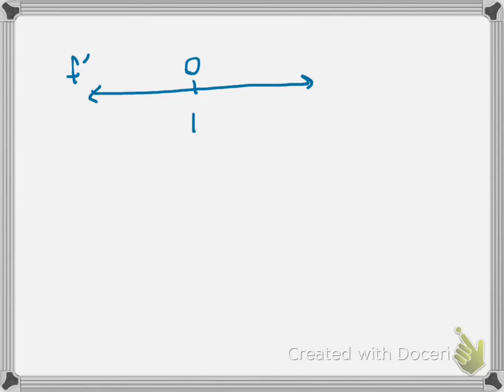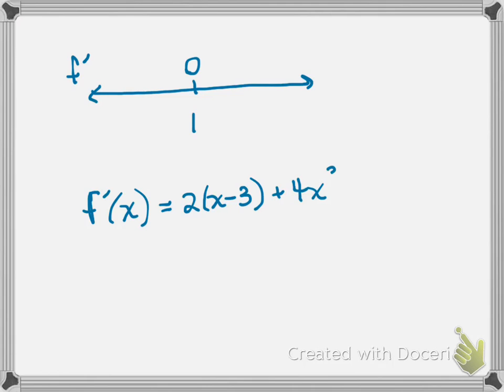So let's do that. Let's recall that f prime of x was 2 times (x minus 3) plus 4x cubed. Domain was all real numbers. So let's pick a value to the left of 1. Let's say x equals 0. If x equals 0, then f prime of 0 is 2 times negative 3, or negative 6. So we get a negative f prime value.